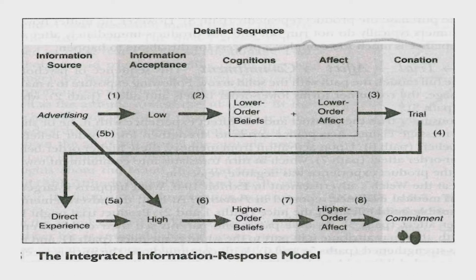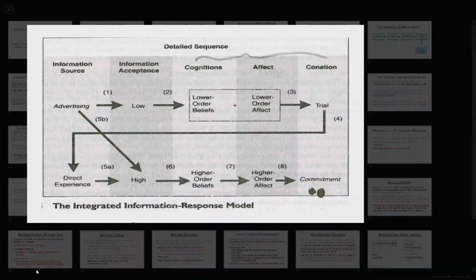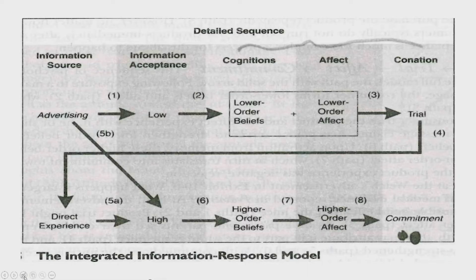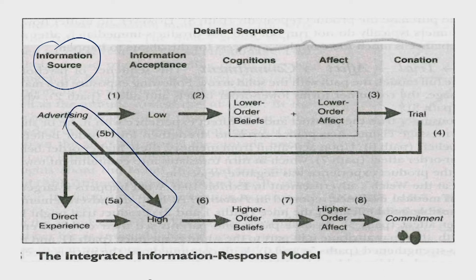And so, there are 2 ways to this. As you can see, this is called the information source, from where the information actually comes, and this is the marketing messages. Now, this information source has 2 ways of affecting the consumer. One way is a direct way, which is using the 5B pathway. A message is given to a consumer, the consumer accepts it, forms higher order beliefs and has higher order effect, gets higher order feeling. So, he highly trusts the message, forms a positive attitude toward the message, and this leads to commitment.